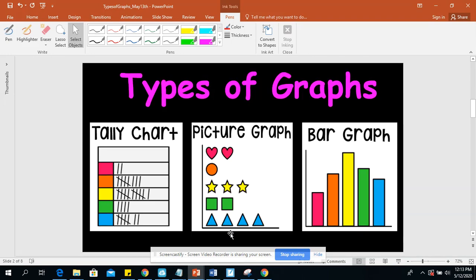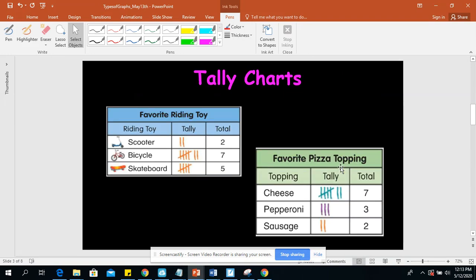Graphs help us organize and represent data. Today, we're going to look at 3 different types of graphs. We're going to look at tally charts, picture graphs, and bar graphs. Let's start with tally charts.